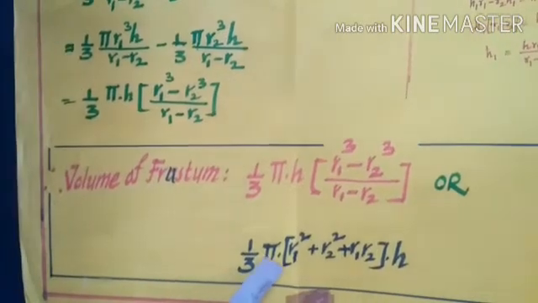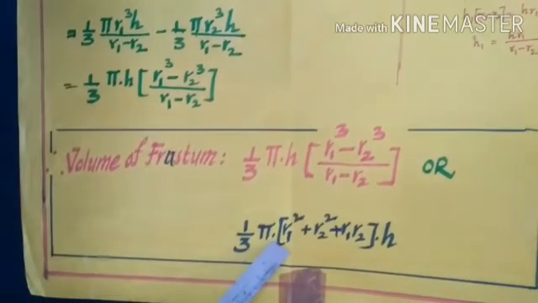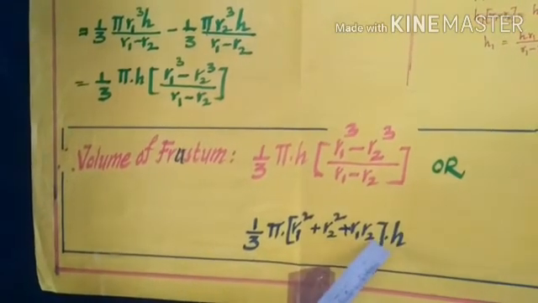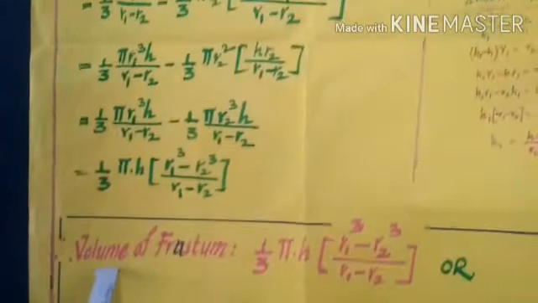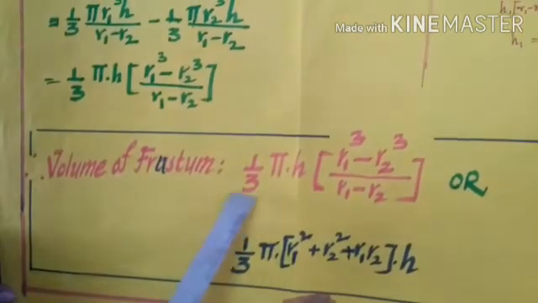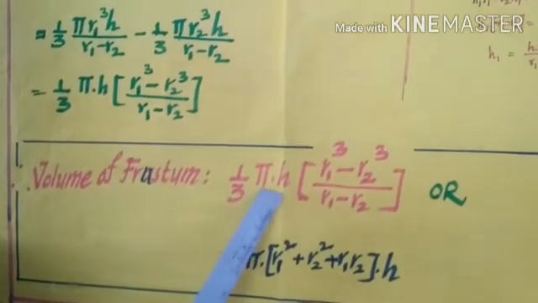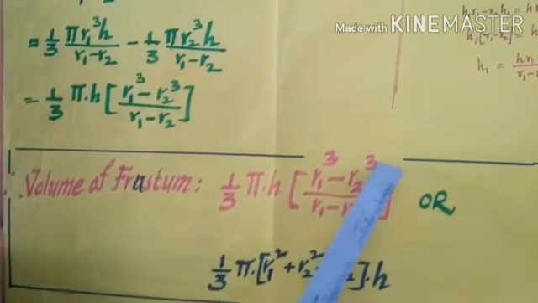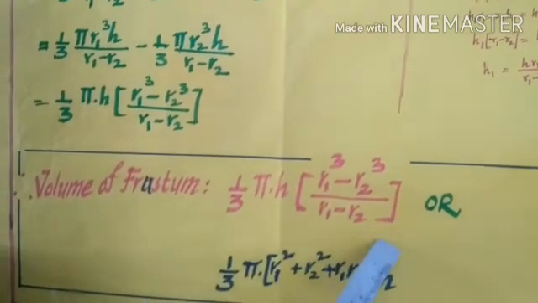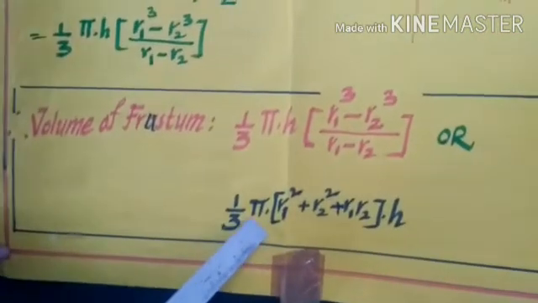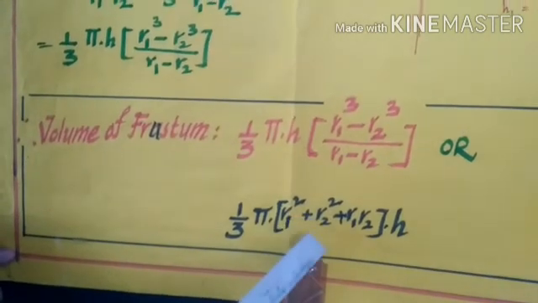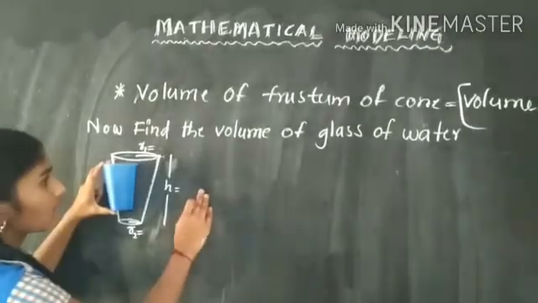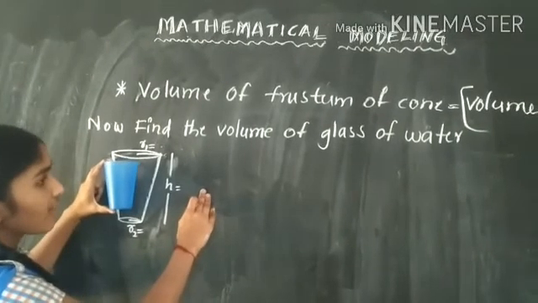The volume of frustum of cone is equal to 1 by 3 into pi into H into (R1 cube minus R2 cube) by (R1 minus R2). We can write it as 1 by 3 into pi into (R1 square plus R2 square plus R1 into R2) into height. Now find the volume of a glass of water.